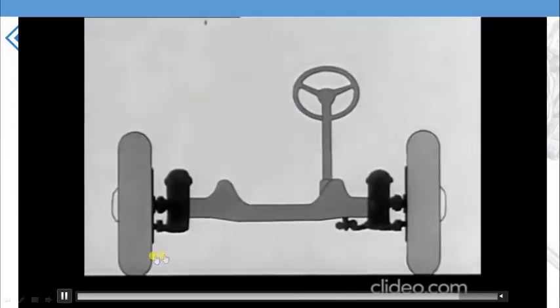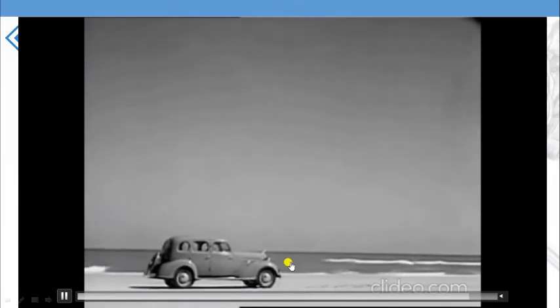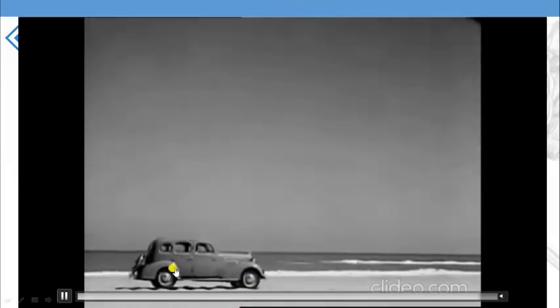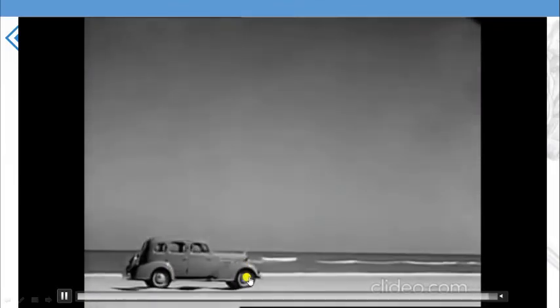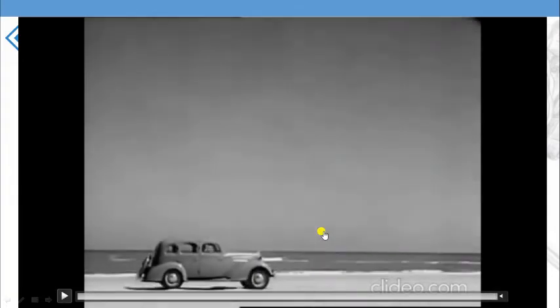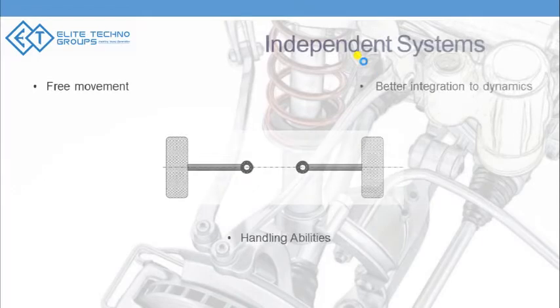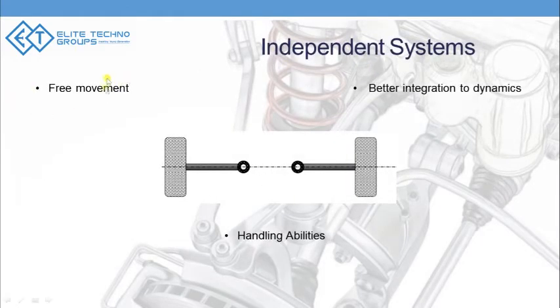And with this video you can confirm how much better the performance and the ride quality is when you use an independent suspension. This is the reason why most cars nowadays use an independent suspension system, because it has much freer movement. The suspension is free to move irrespective of how the other wheel is interacting with the road surface, and it has much better handling capabilities.